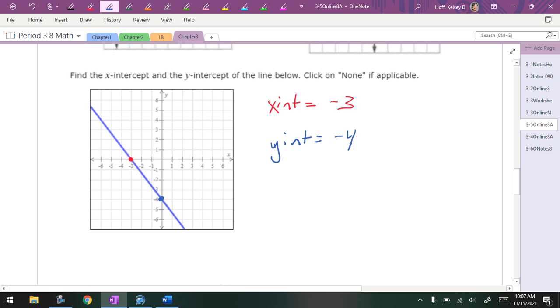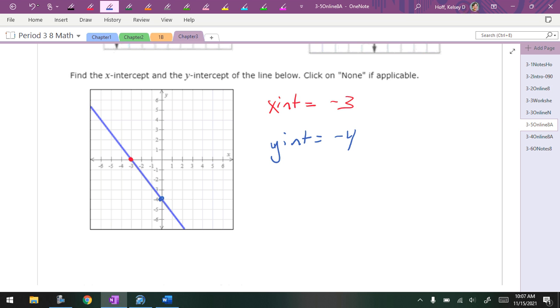Y-axis, where does the line cross the y-axis? -4. Now, these are 2 separate points. A lot of people wanted to write -3, -4. Well, -3, -4 is a point way out here. That means nothing to us. These are 2 separate points. You know what's going to trick you today? Sometimes on Alex, they ask for the y-intercept, then the x-intercept. So just read carefully. That's been a big thing this morning. Somebody was like, I got this wrong. Well, read what it tells you. You mixed up your x and y-intercept.